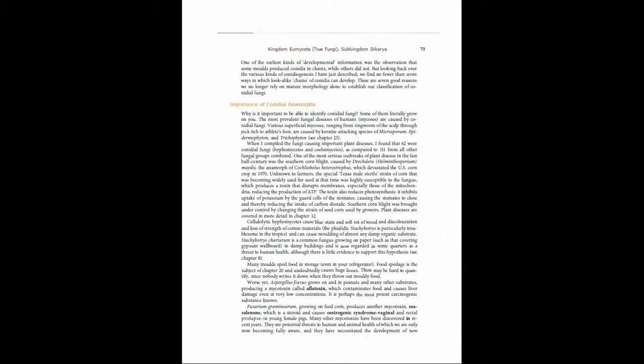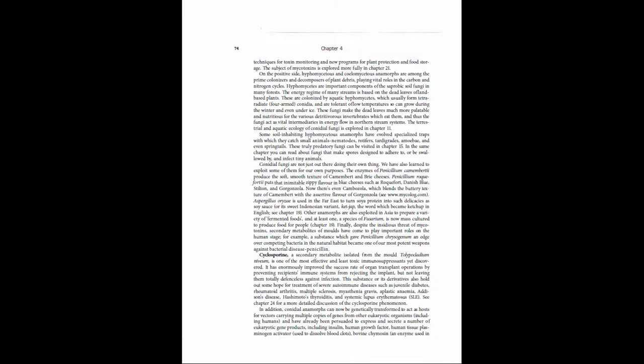Many other mycotoxins have been discovered in recent years. They are potential threats to human and animal health of which we are only now becoming fully aware, and they have necessitated the development of new techniques for toxin monitoring and new programs for plant protection and food storage. The subject of mycotoxins is explored more fully in Chapter 21. On the positive side, Hyphomycetes and Coelomycetes anamorphs are among the prime colonizers and decomposers of plant debris, playing vital roles in the carbon and nitrogen cycles.